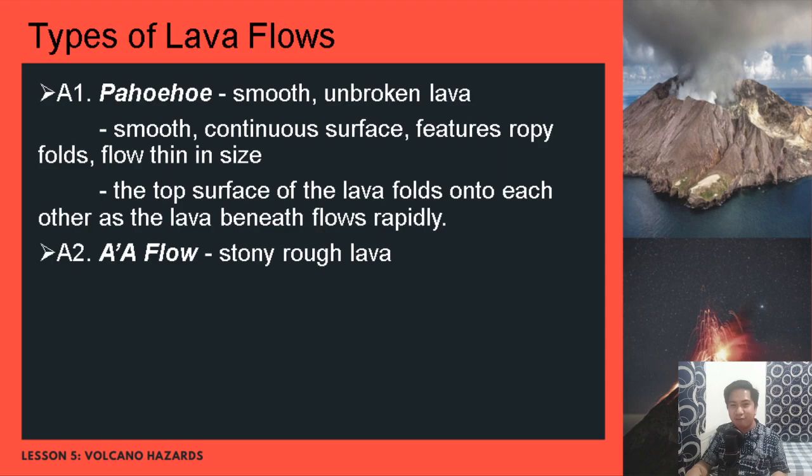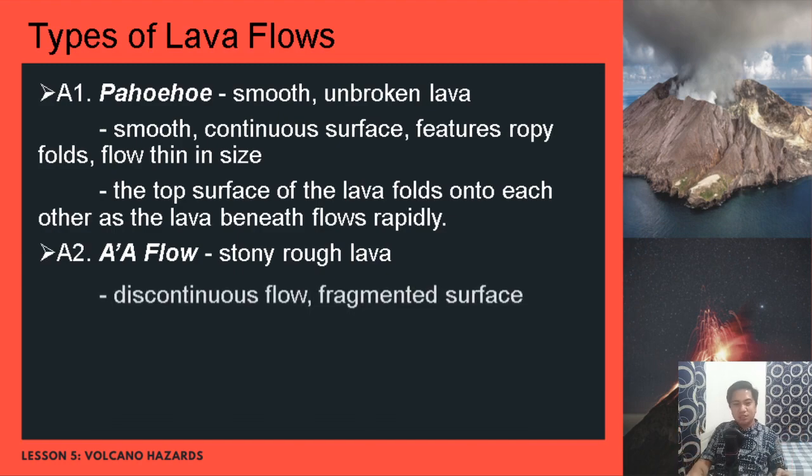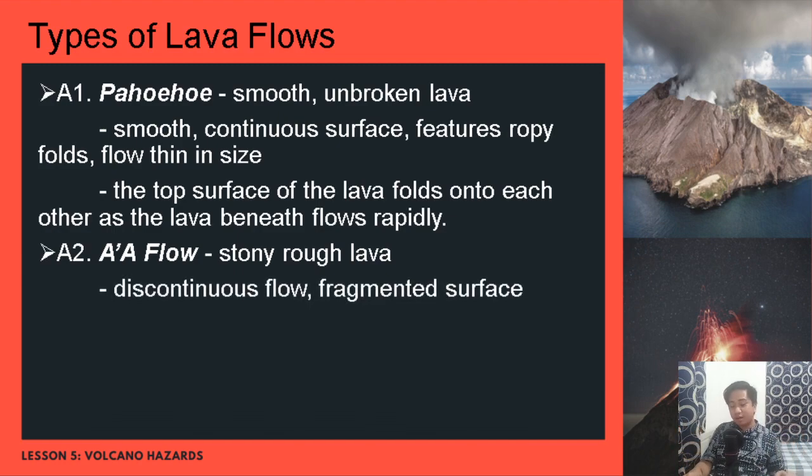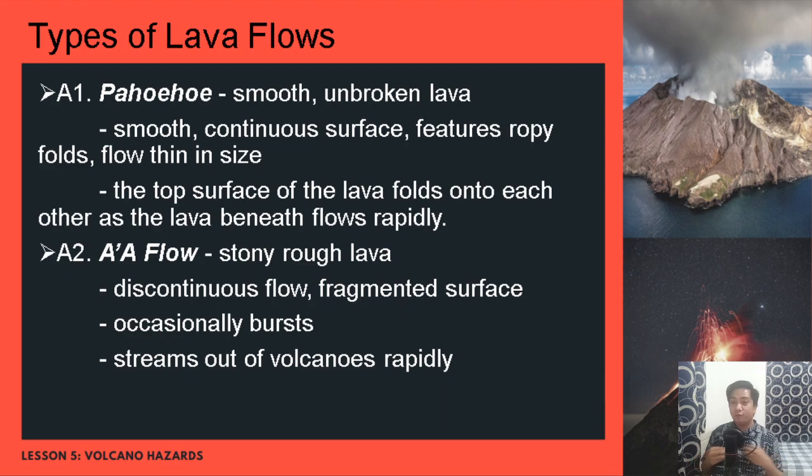Next is we have your AA flow. It's not AA, ha? It's AA flow. So, your AA flow differs from your pahowi-howi because of its feature, which is a stony, rough lava. Okay? That is why, in your AA flow, siya ang friend mo nga wasag because of its rough, stony feature. Okay? So it has a discontinuous flow in a fragmented surface. So it occasionally bursts and then streams out of volcanoes rapidly. Remember, dasig ni sila nga duwa, it's because of the less viscosity on its features.